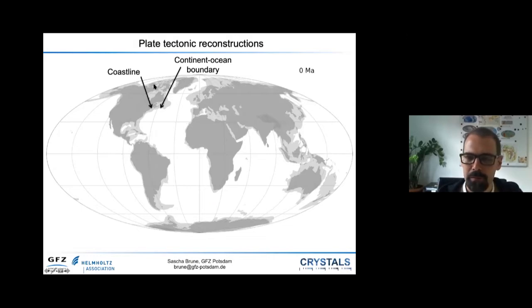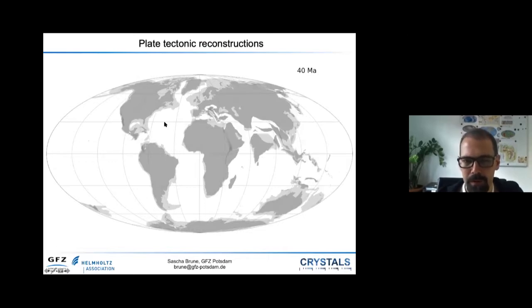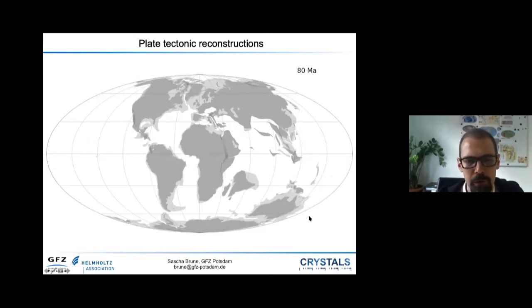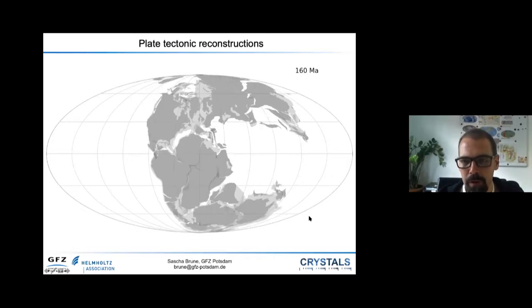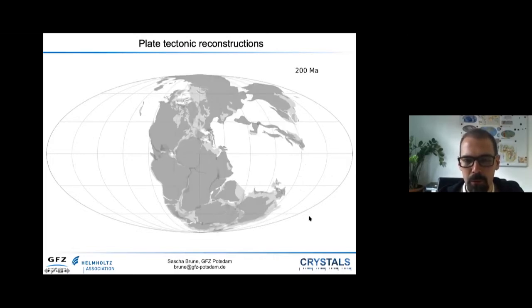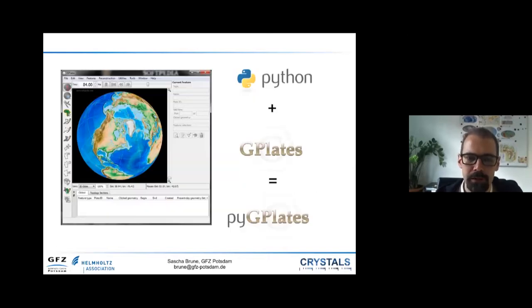And GPlates is this software that Sabine mentioned. You can just download it and scroll through time through this little ruler here. And when you do that, you can take the continent-ocean boundary. So this is where the continent stops and the ocean begins. And the coastlines, there are nice data sets. And this is essentially output from the desktop version of GPlates. So I reconstructed the continents back to where they were 200 million years ago. And this is all qualitative. You can look at it and everything's fine. But the majority of my talk will be about quantitative analysis.